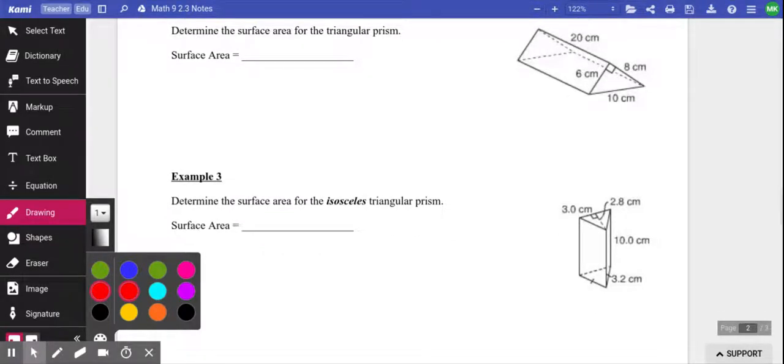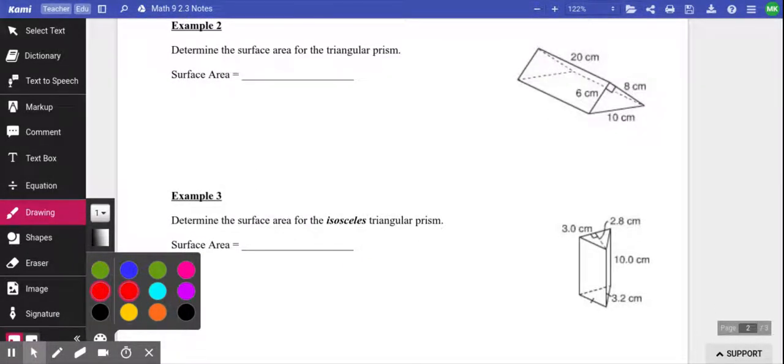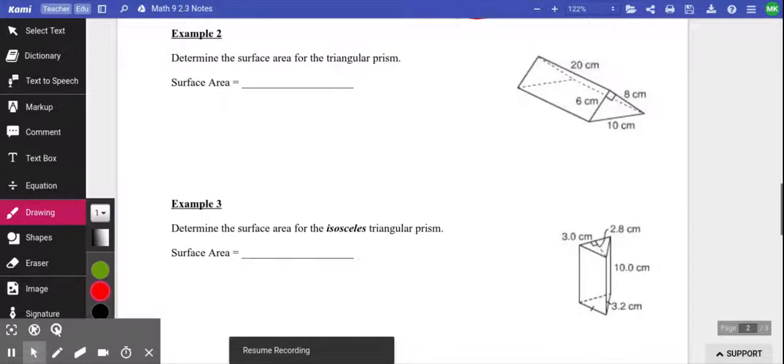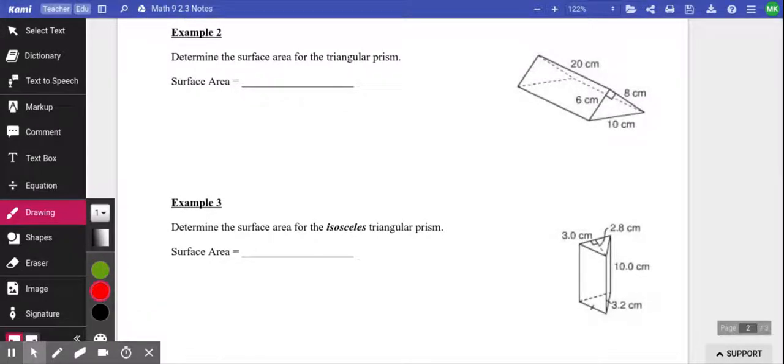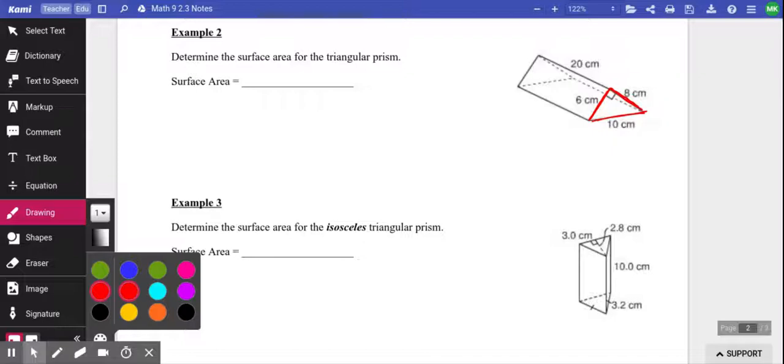Okay, try the next 2 on your own. Going through it, I'll go through this second one. It's kind of hard to picture this one, so I'm going to describe some parts of it first. The front triangle right here is 8 by 10 by 6. Those are the 3 sides of that triangle. The 20 represents this long side, which is in 3 different spots. Those 3 spots that I just colored in blue are all 20. They're the long length.